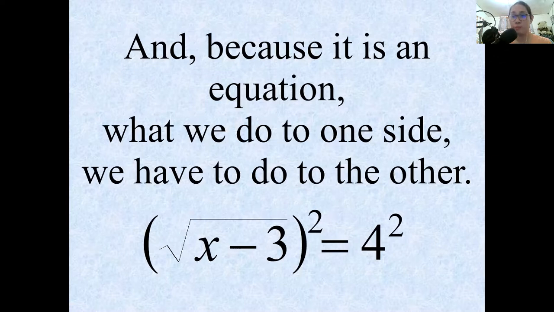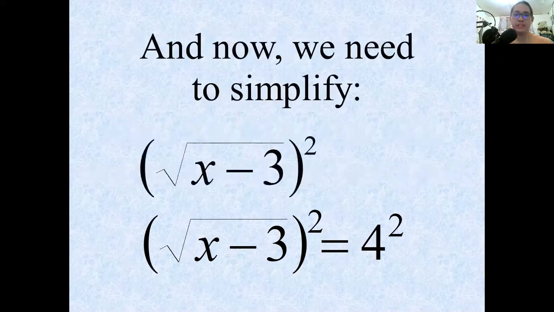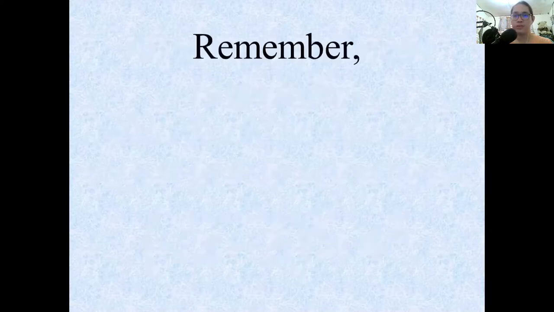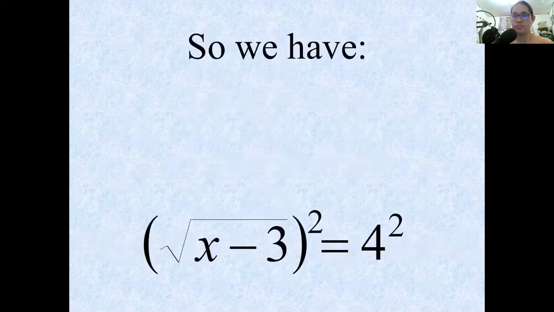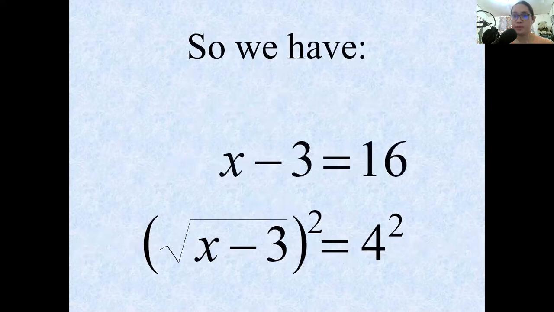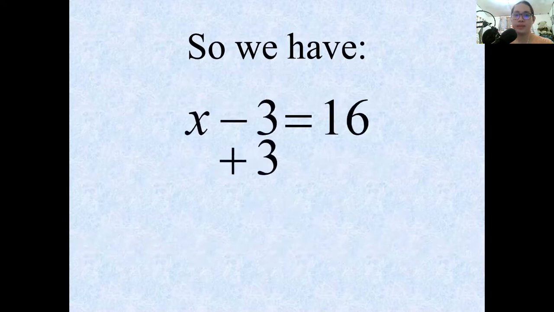So as you can see, 4 squared. Then after that, we simplify. The square of the square root of x minus 3 is x minus 3, so we can now remove the radical. Remember, we apply this concept: the square of the square root of n is equal to n, no matter what n is, even if n is an expression. So we have x minus 3, which is equal to 16. 4 squared is equal to 16. So x minus 3 is equal to 16.